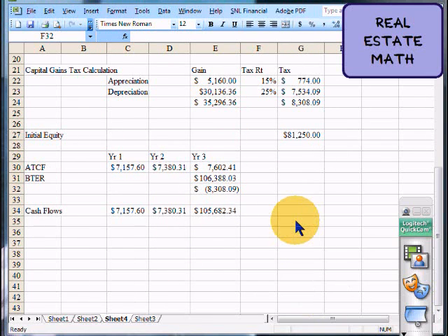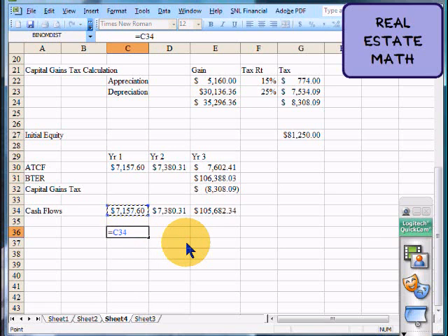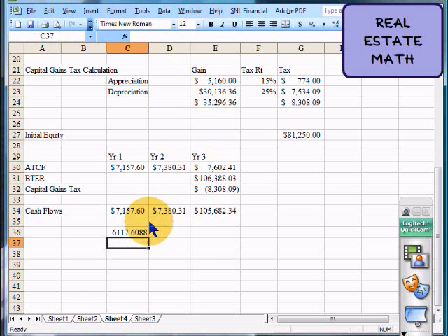Now that we have all of our cash flows for each year, including our equity reversion and our capital gains taxes down here, we need to figure out whether this $81,000 is a good investment. Is it going to give us a 17% rate of return? We can do this the old-fashioned way. We can take each one of these values and discount those back to today. The first one is only a year out, so we'll discount that by the 17%. 1 times 0.17. There we go. That's looking much more like it.